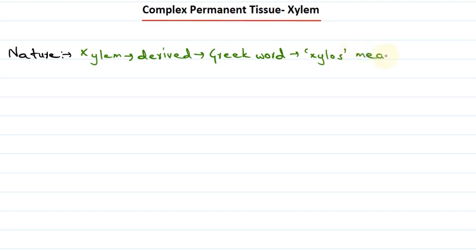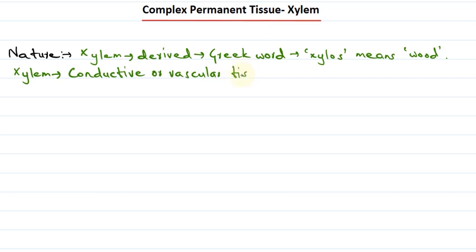The term xylem is derived from a Greek word, xylos. This Greek word means wood. So xylos is the Greek word which means wood, and from it the term xylem is derived. Xylem is a vascular or conductive tissue.